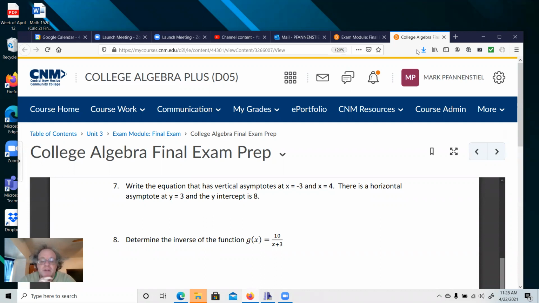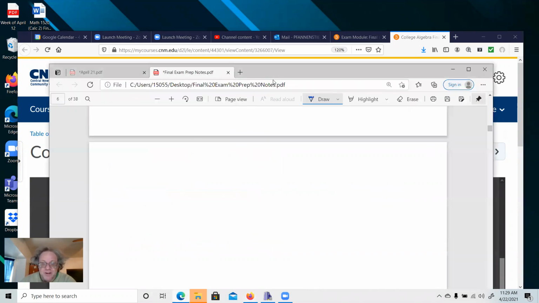So we are looking at question number 7. You have to write the equation of a rational function that has vertical asymptotes at the lines x equals -3 and x equals 4. There's a horizontal asymptote at y equals 3 and the y-intercept is 8. So let's go ahead and see if we can piece something together out of this.